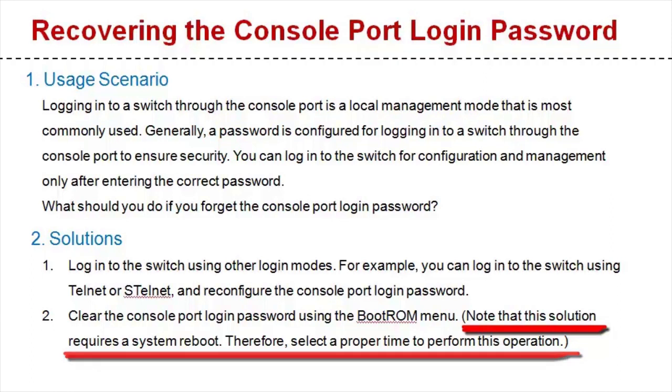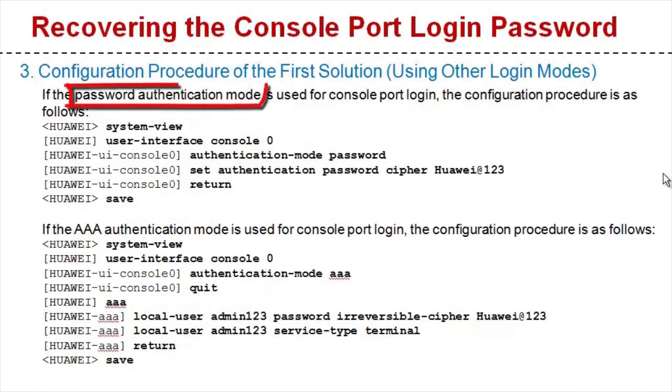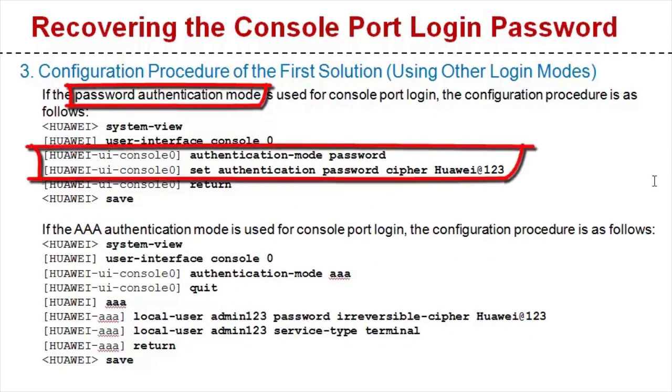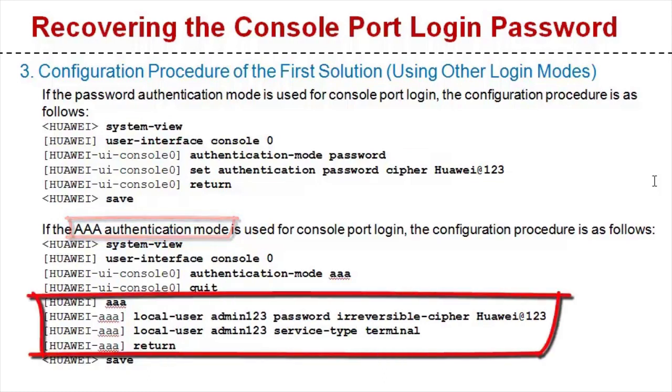Now, let's see the configuration procedure for the first solution. If the password authentication mode is used for console port login, you only need to reconfigure the password in the console user interface. If the AAA authentication mode is used for the console port login, you need to reconfigure the password in the AAA view.